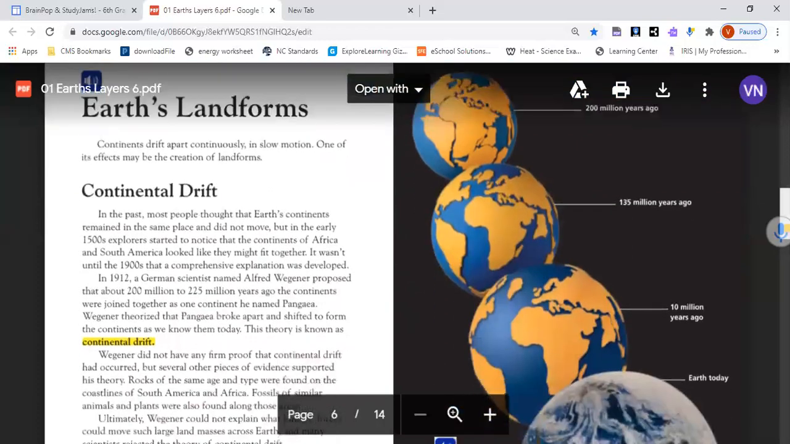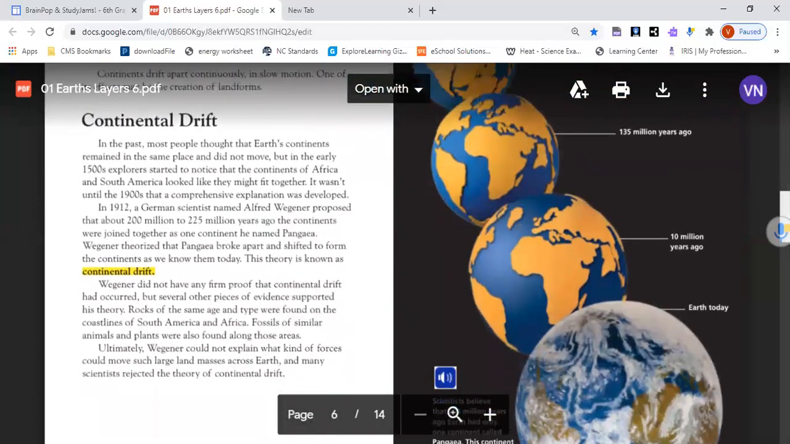What is actually meant by continental drift? If somebody asks, what are you talking about, what does it mean? In the past, many people thought that Earth's continents remained in the same place and did not move. But in the early 1500s, explorers started to notice that the continents of Africa and South America looked like they might fit together. Earlier, when Alfred Wegener introduced the concept, saying these look like puzzle pieces and are actually connected, nobody listened to him. Eventually everybody started exploring.